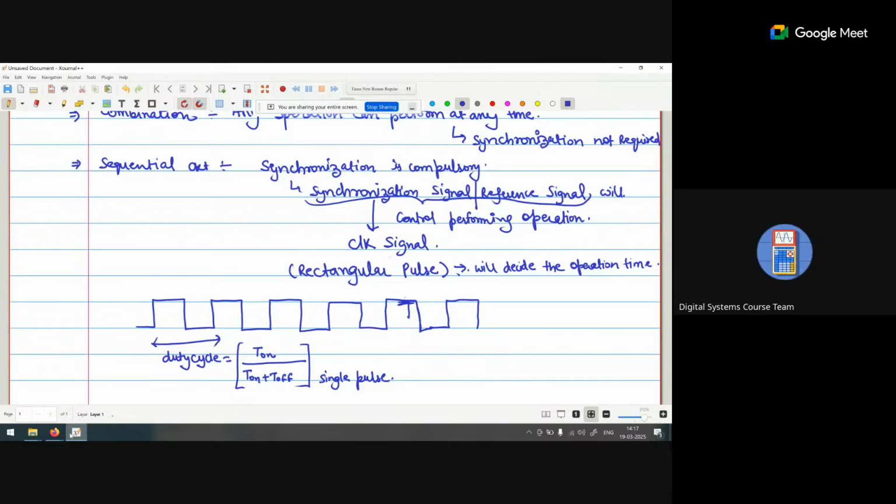So basically, the duty cycle is T on upon T on plus T off. For example, if one pulse lies from 0 to 2 seconds, the on time period is where the clock magnitude is high, and the off time period is where the clock magnitude is 0. If this is 1 second, what is the duty cycle? T on is from 0 to 1, that is 1 second, upon T on plus T off, the total duration, that is 2 seconds. So 1 by 2, that is 50% duty cycle.